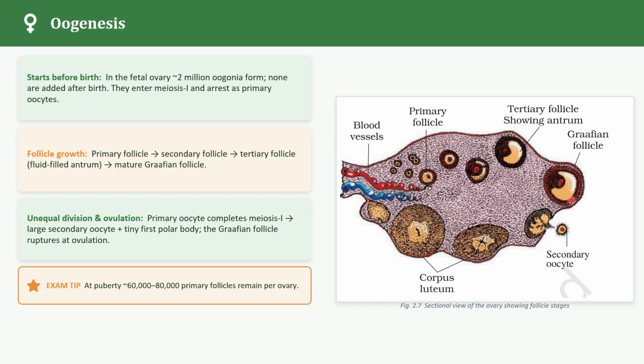It produces one large secondary oocyte, so this is the one, and one small first polar body. What is ovulation? Ovulation is when the mature Graafian follicle ruptures and releases the secondary oocyte. Unlike males, only one functional ovum is produced during each cycle. And from the exam point of view you should understand, no new oogonia are formed after birth.